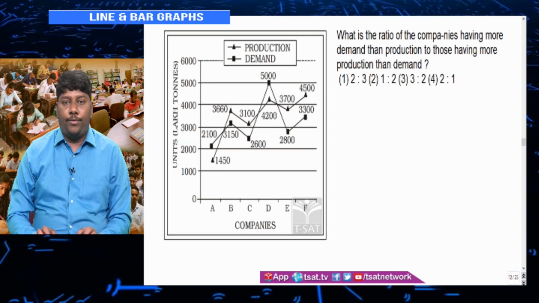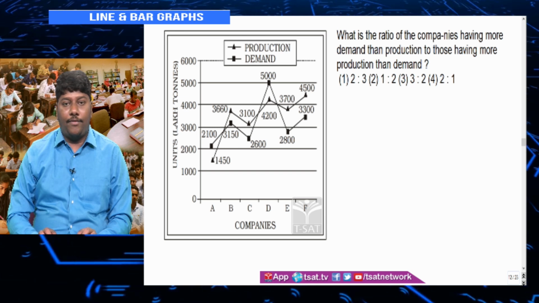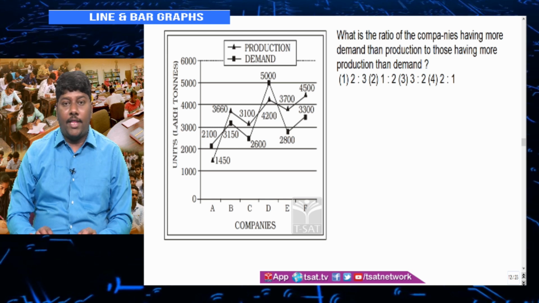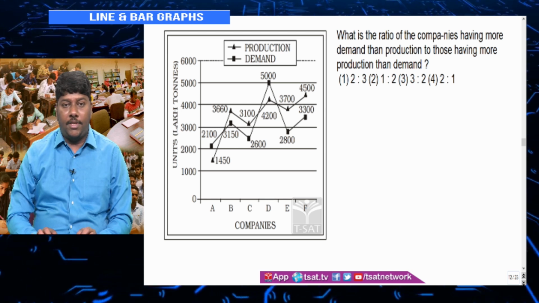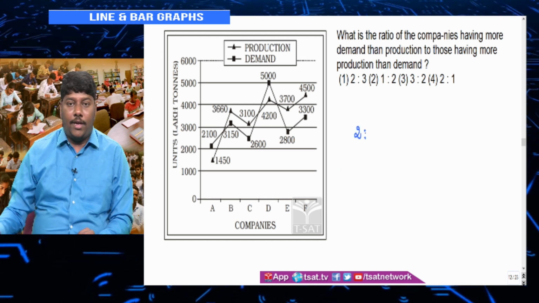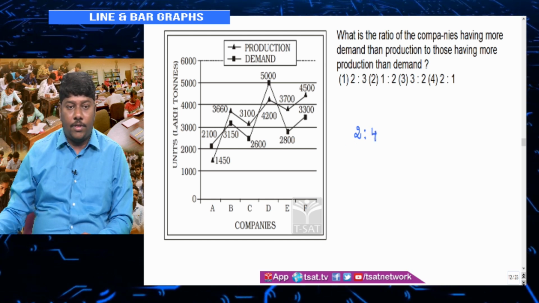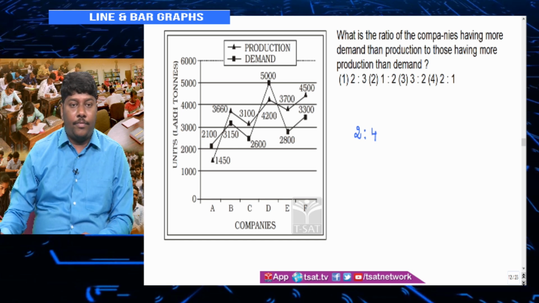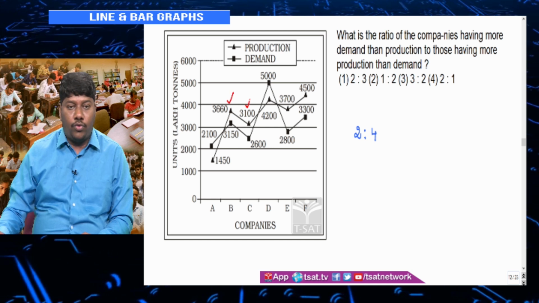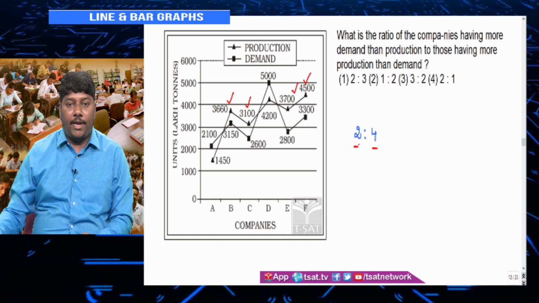What is the ratio of companies having more demand than production to those having more production than demand? See, we have seen more demand than production. More demand than production means the negative values we got. There are 2 negative values. And more production than demand, there are 4. See, for more production than demand, just the triangle should be more than the square. 1, 2, 3, 4. So these are 4 companies, the rest are 2 companies where demand is more.